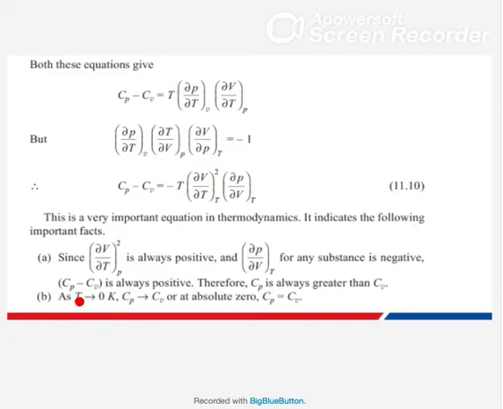Now, as temperature tends to 0 Kelvin, Cp tends to Cv, or at absolute 0, Cp will become Cv. Both will become equal. So at absolute 0, specific heat at constant pressure and specific heat at constant volume are exactly equal. Otherwise, there will be a small difference.